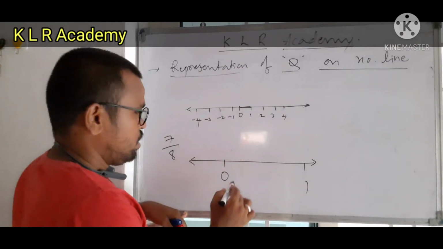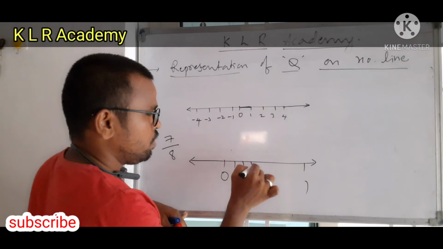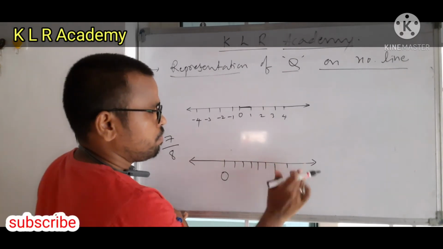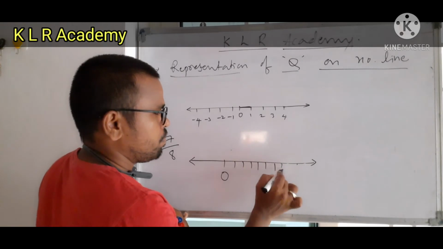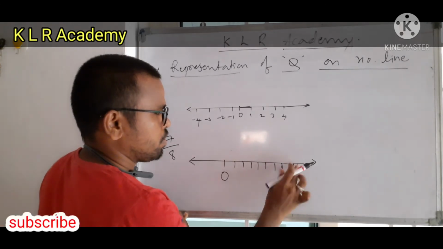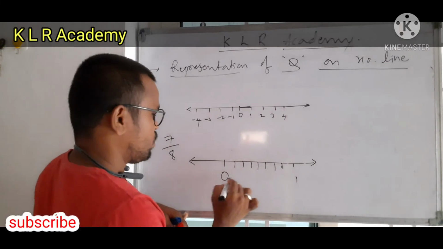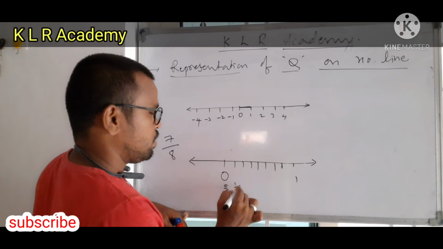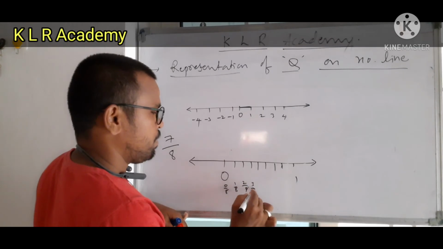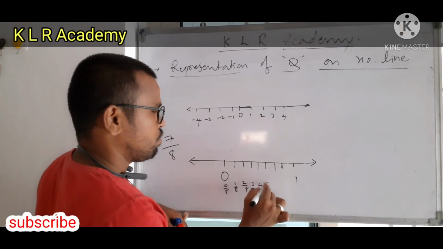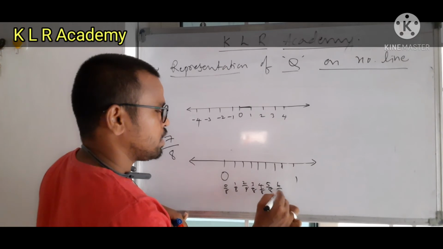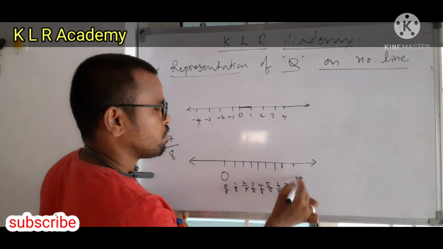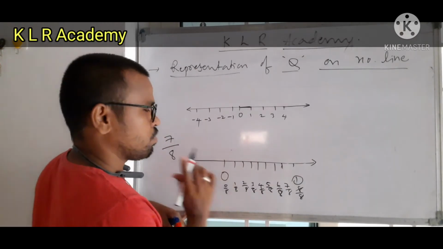So this is 1, 2, 3, 4, 5, 6, 7, 8. This is 1. So this is 0 by 8, 1 by 8, 2 by 8, 3 by 8, 4 by 8, 5 by 8, 6 by 8, 7 by 8, 8 by 8. Sorry, that is 1. 0 by 8 is 0, right?